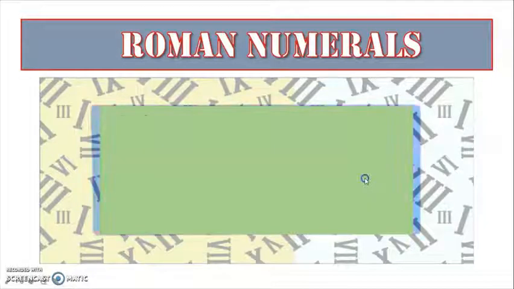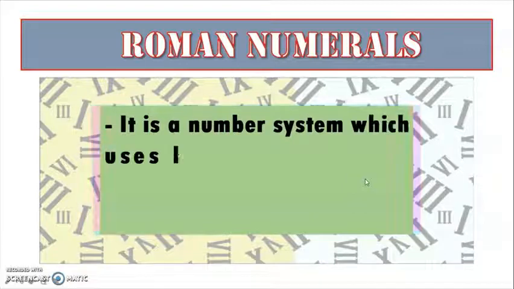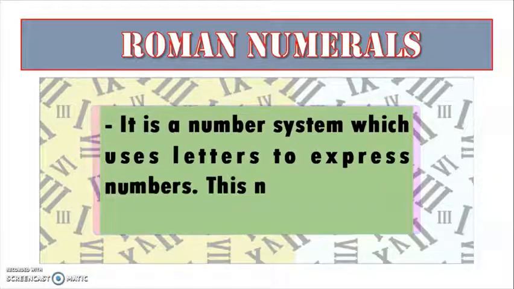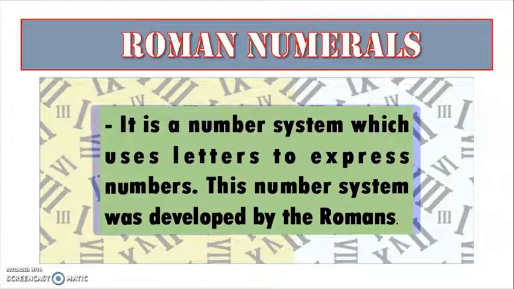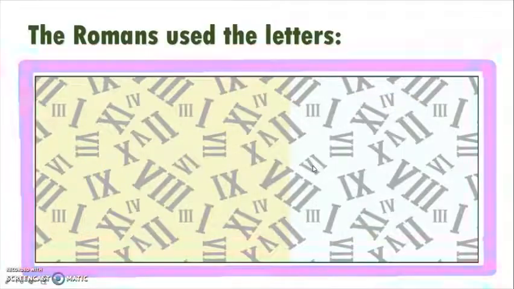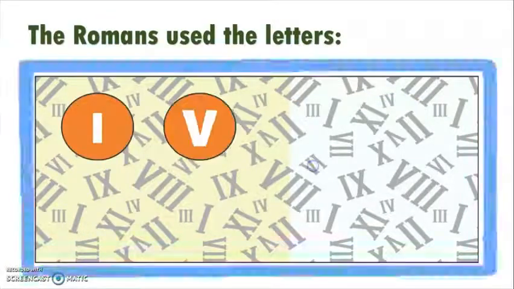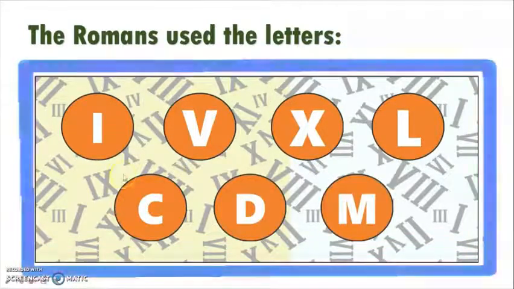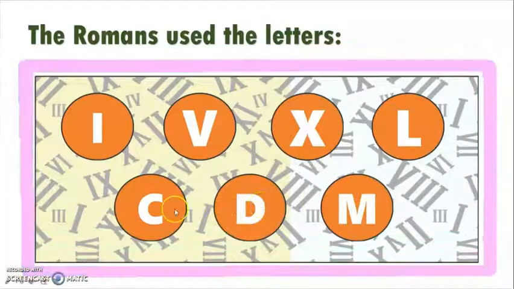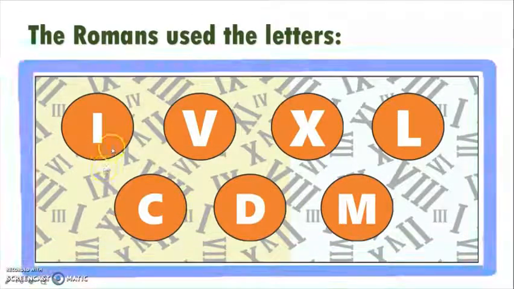However, what are Roman numerals? It is a number system which uses letters to express numbers. This number system was developed by the Romans. So instead of 1, 2, 3, 4, 5, 6, 7, 8, 9, 10, or the Hindu-Arabic numbers, we are using letters to express numbers. So what are these letters? The Romans used the letters I, V, X, L, C, D, and M. So these 7 letters are commonly used in Roman numerals.